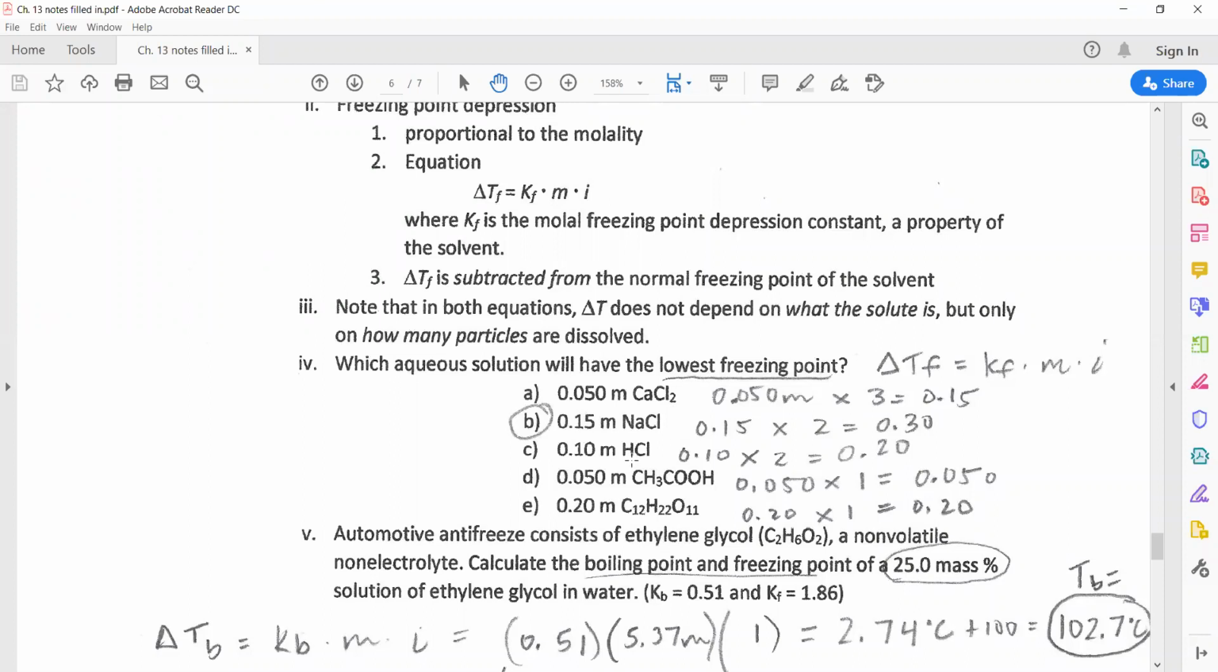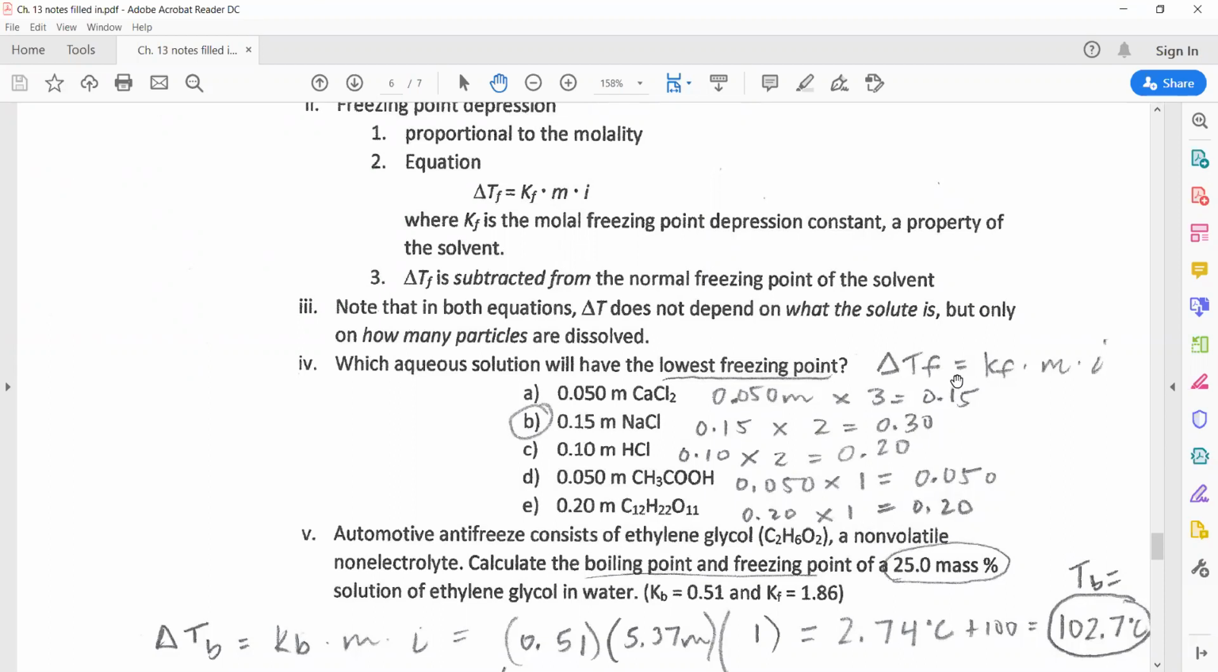Hydrochloric acid is a strong acid, so it's a strong electrolyte. I've got 0.1 molality, and it's going to break into 2 ions for an i of 2, and we get a 0.20 value. This is actually acetic acid. It's a weak acid. What we would say about weak is, remember, only 5% break up, so I'm going to treat it like a non-electrolyte because it's mostly going to stay intact. So I'm going to take 0.05 times 1 and get 0.05. And then lastly here, this is sucrose. It's all non-metals, which means it's a non-electrolyte. The i value is 1, and the molality is 0.2.